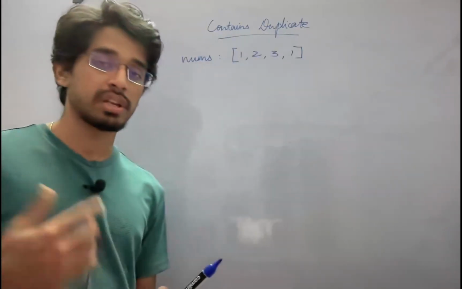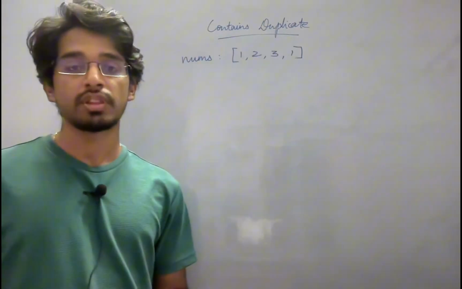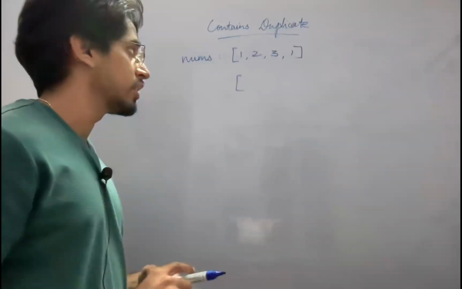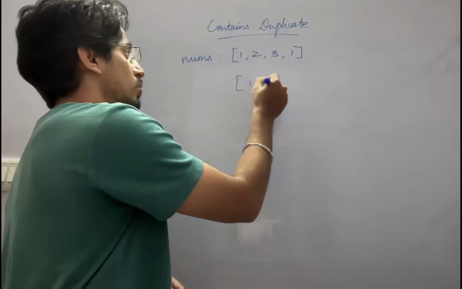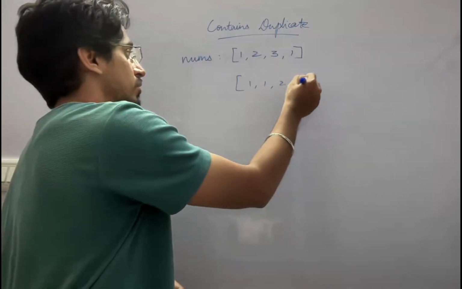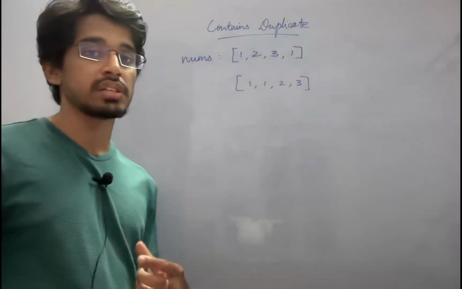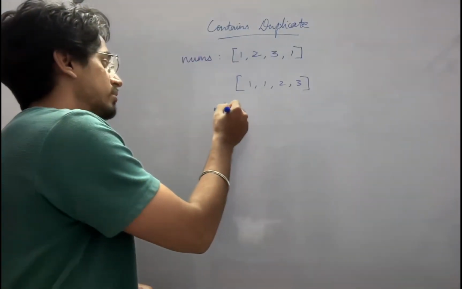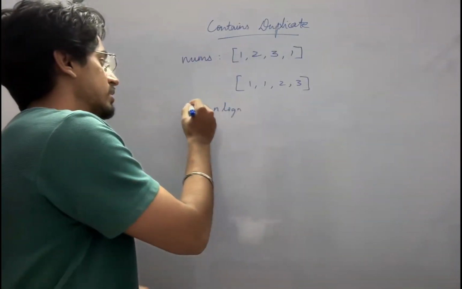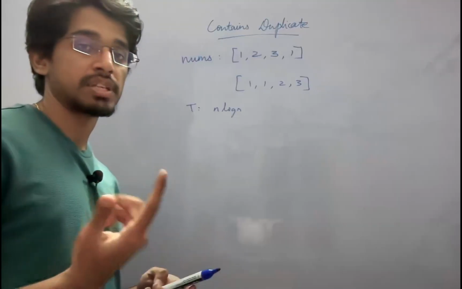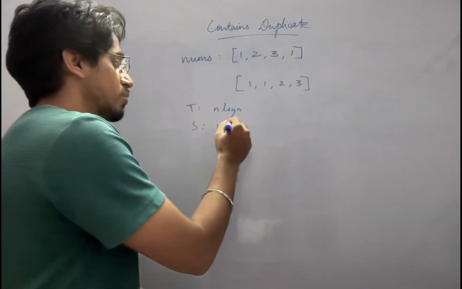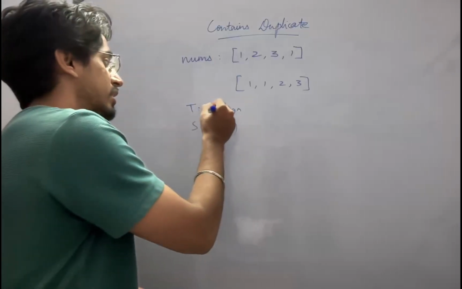All right, so there are two approaches to solve this problem. The first one is by sorting the array itself. If I sort the array, it would be 1 1 2 and 3. So what is the time complexity involved in the sort operation? That is n log n. This is the time complexity, and the space complexity is O of 1.